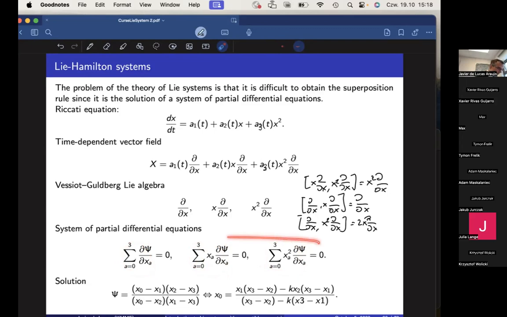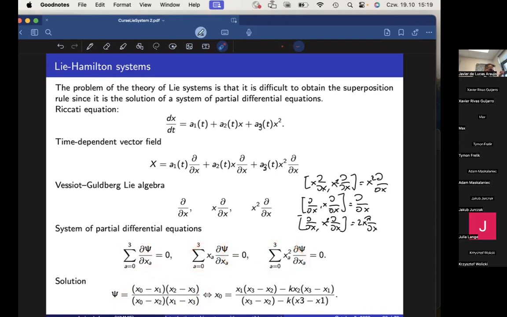You can imagine that if you had to solve this system of PDEs by yourself, that would be very difficult to do. Indeed, it takes quite a long while to do it. And Lie did it, Sophus Lie did it. It turns out that you can find one particular solution, which is this thing. You put here this, this, and this, and it turns out that this is a constant of motion of the first, the second, and the third field.